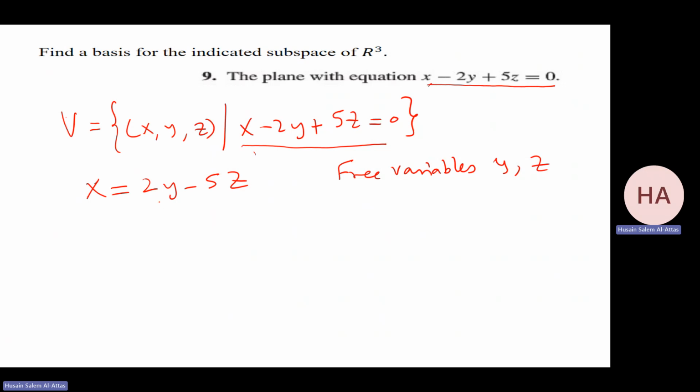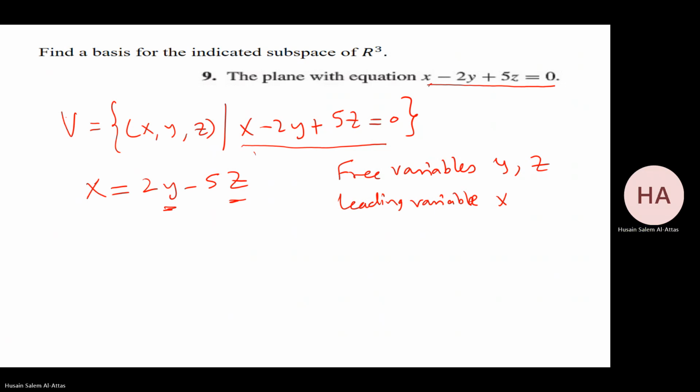What do I mean by free variables? These are the variables where I can put any number. The leading variable will be x. Someone will ask, can I make the free variables x and y? Yes, you can do this. Up to you. You can do it a different way, and because of that we have different bases. But the number of elements in the bases should be the same, which is the dimension.